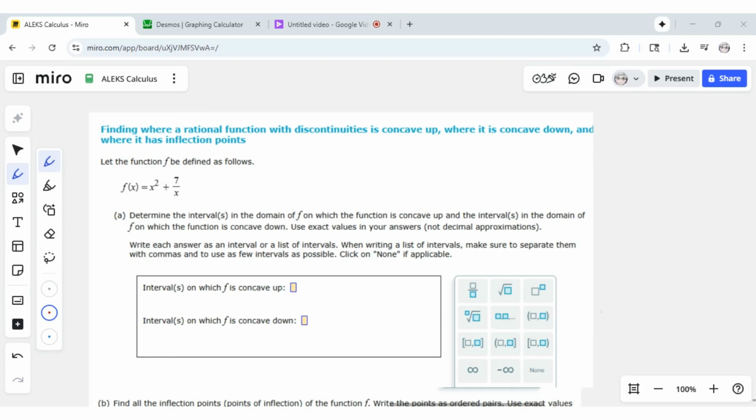In these problems, we are looking at some rational functions. So they're going to have some discontinuities. You can see this one, x squared plus 7 over x, is not defined at x equals 0. So we've got to keep that in mind. And we're trying to find where it's concave up, concave down, and where it has what are called inflection points.